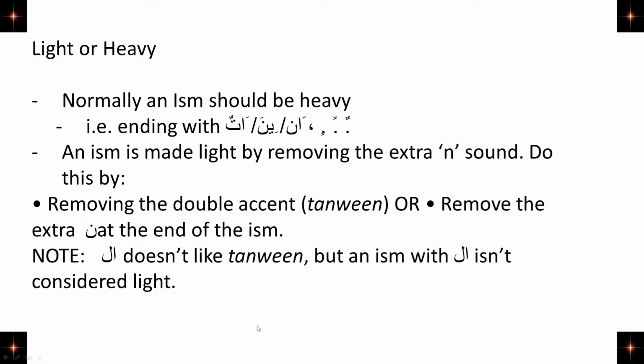Confusion. What does it mean? What is the meaning of this last statement? When we say kitabun is heavy, kitabu is light, but al-kitabu, you can't say al-kitabun. That's for sure. But when you say al-kitabu, is it light? No, it's not light. So here we say the aspect of light and heavy is irrelevant. So anytime an ism has an al, it cannot be munawwan, but it also cannot be considered light.